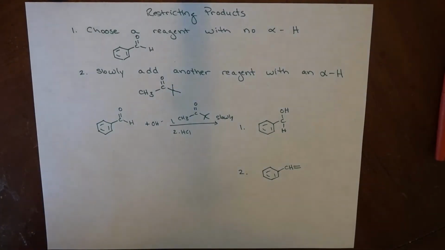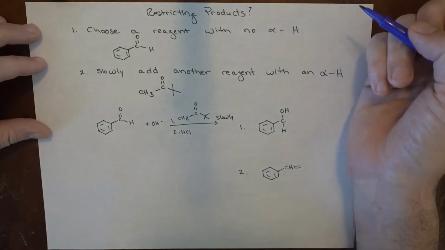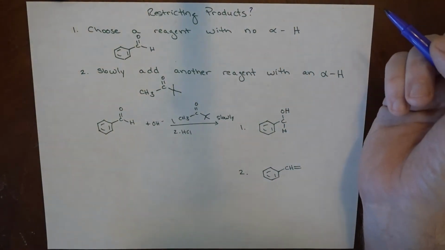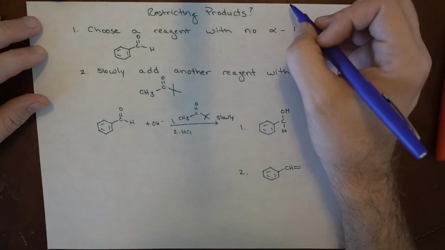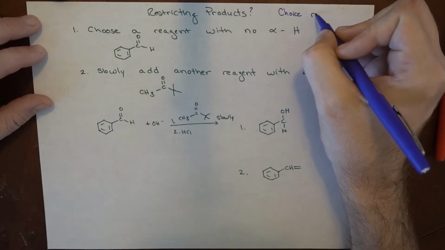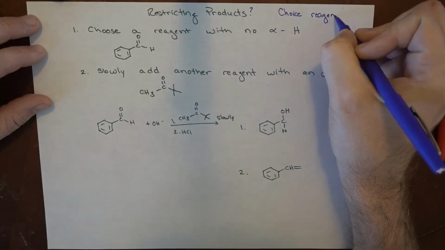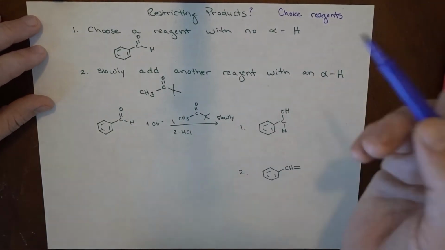Hey everybody, this video follows my previous one about how to recover from having a crossed aldol addition. How can I restrict the number of products that are going to come out there? There are really two sides to dealing with something like this. The first side is that you have a choice when it comes to your reagents. That is, you can choose a reagent that has limited or no alpha hydrogens.